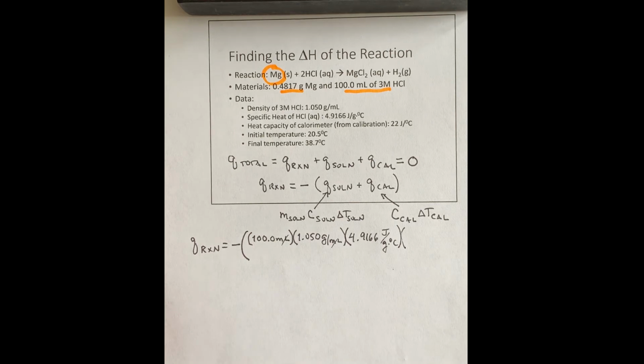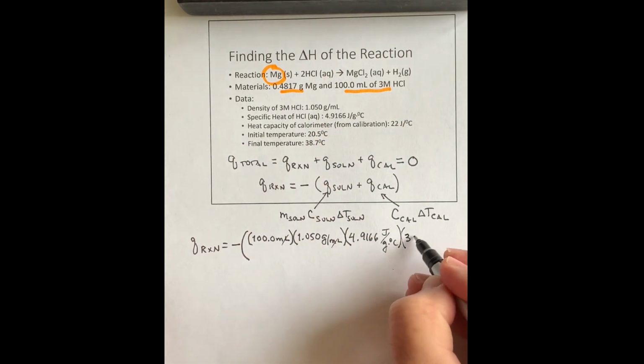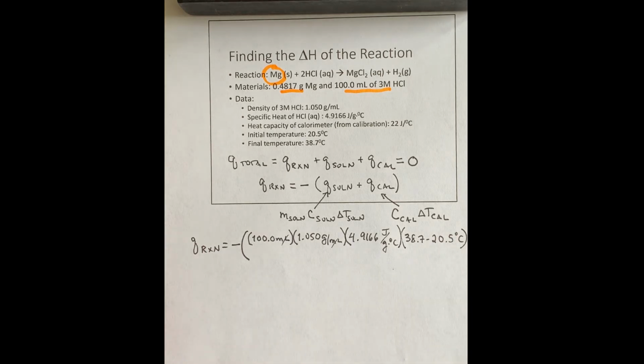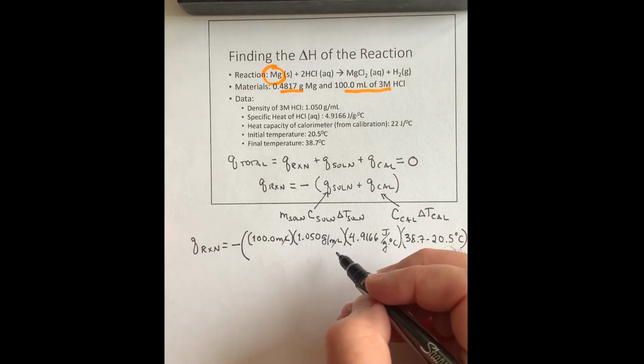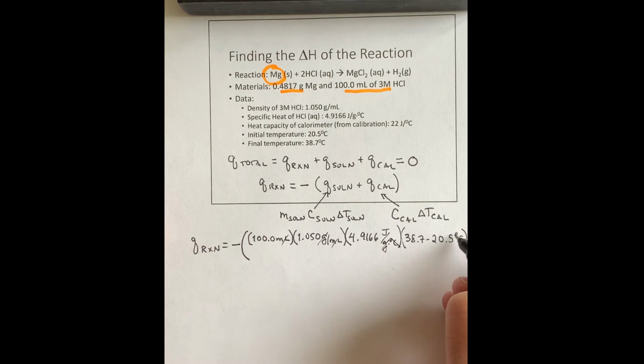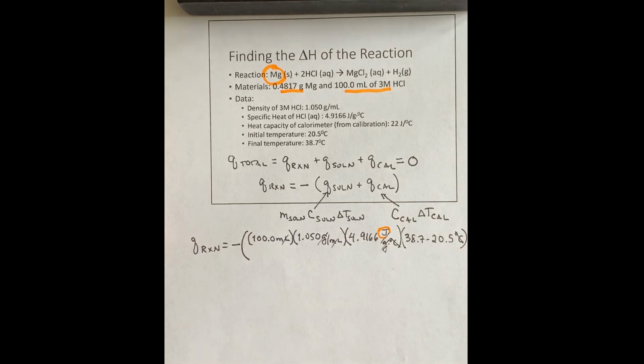And the temperature change of our solution was final minus initial, 38.7 minus 20.5, and that's going to be degrees Celsius. And if we did things right, grams will cancel out, degrees Celsius will cancel out. We will end up with units of joules, the units of energy that we're looking for.